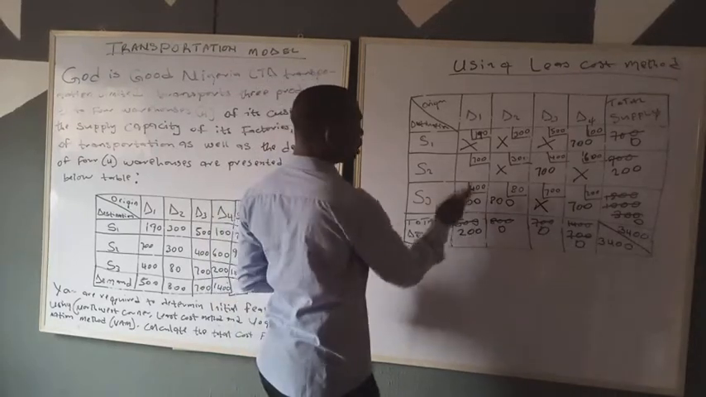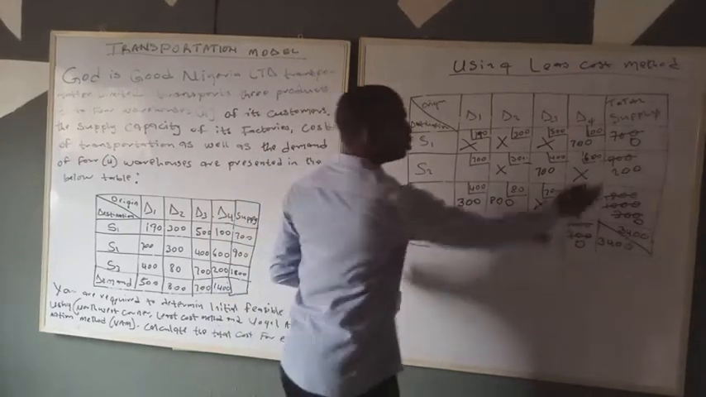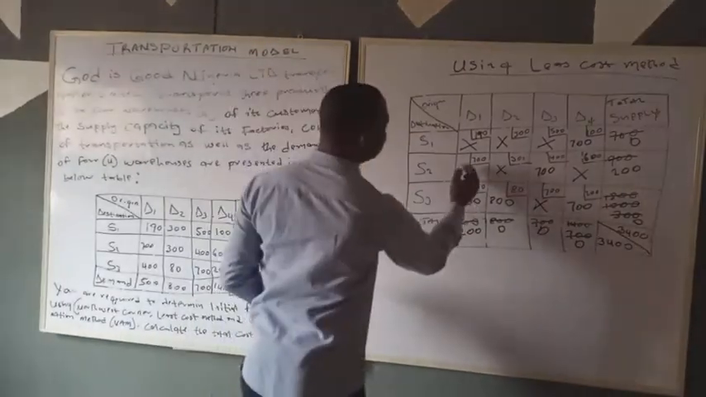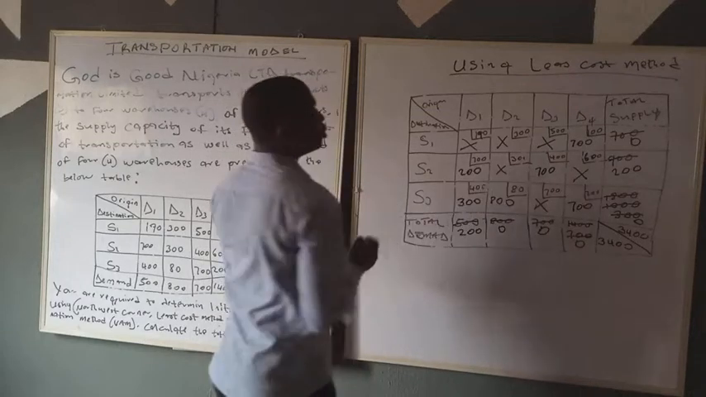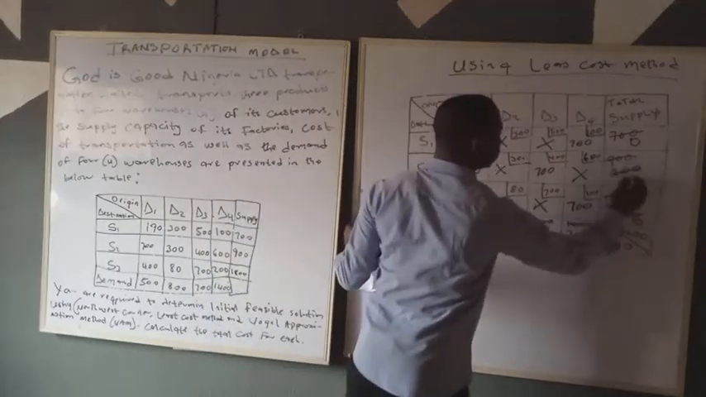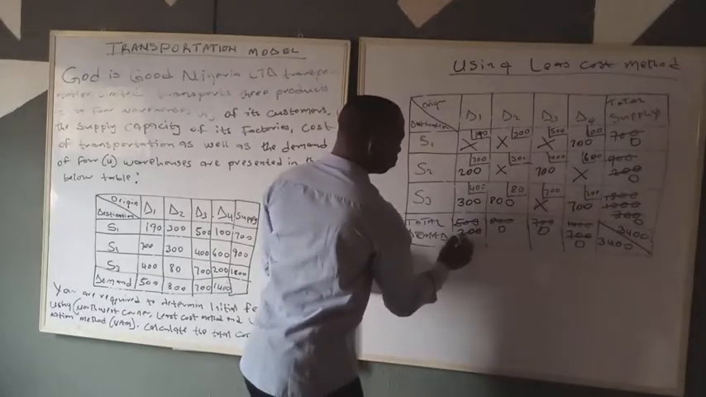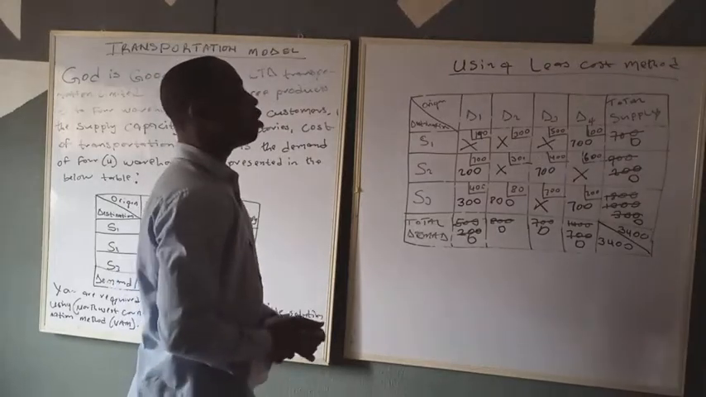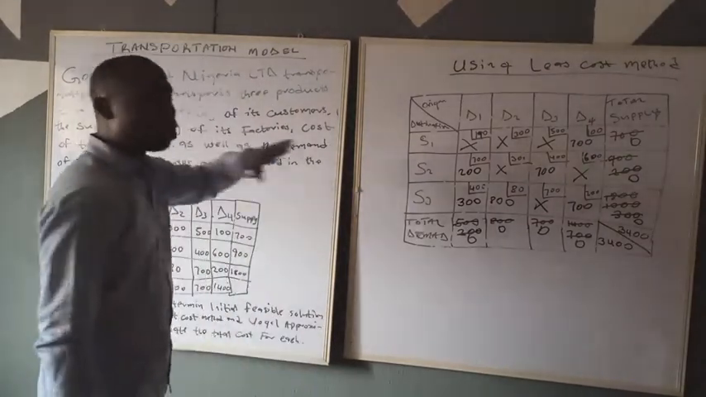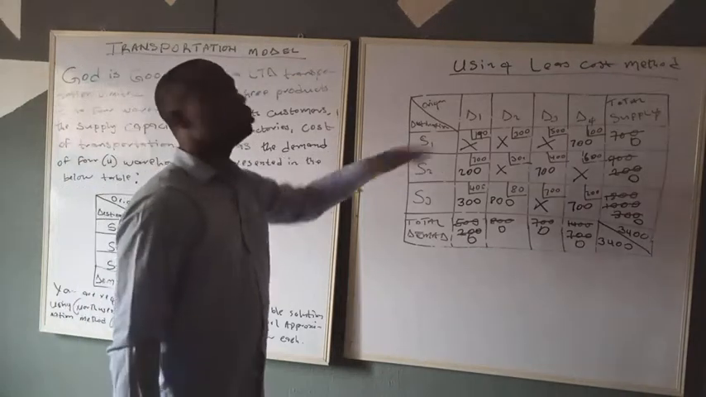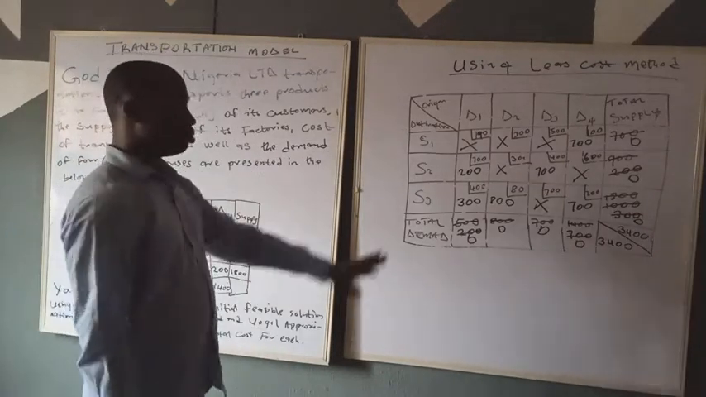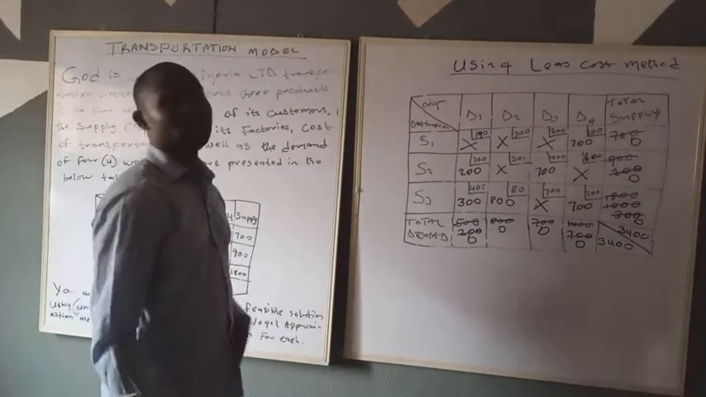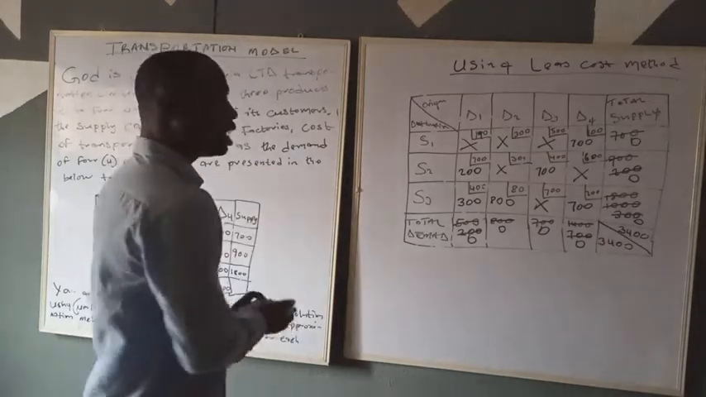So can this one supply that 200? Yes, this has the remaining 200, so we supply everything, 200. So this has no more demand, and that has no more supply. Like this we satisfy all the demand and the supply. We supply all the required demand, so we supply all the product to all the demand fields using the least cost method. So that is how we calculate.